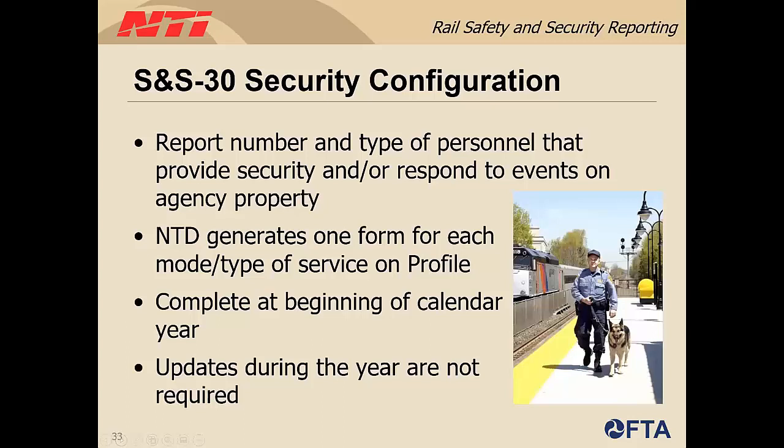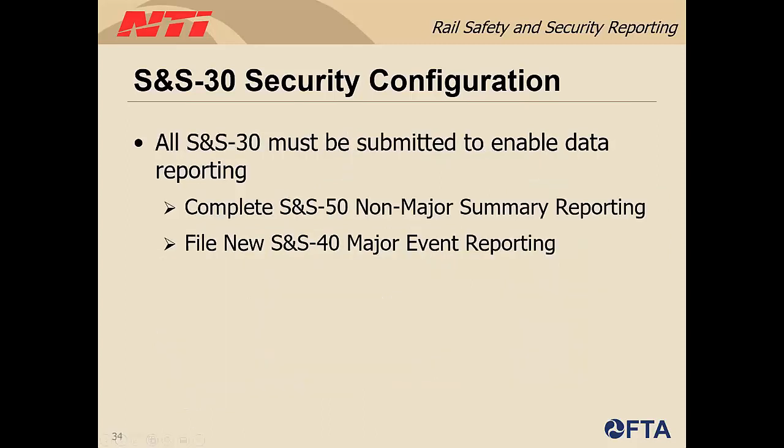The S&S-30 Security Configuration Form collects the number and type of security personnel employed or contracted by your agency. The form is completed once at the beginning of the calendar year, and you are not required to update this form during the year. All S&S-30s must be completed and submitted to enable reporting. If you cannot create or edit an S&S-40 or 50, it is most likely because one or more S&S-30s is not submitted.